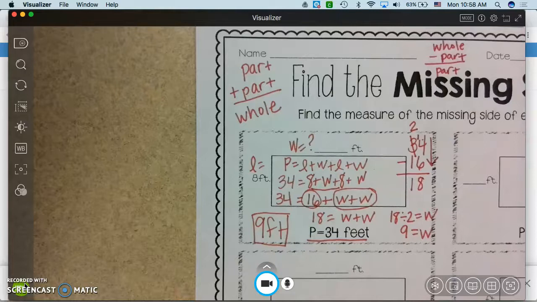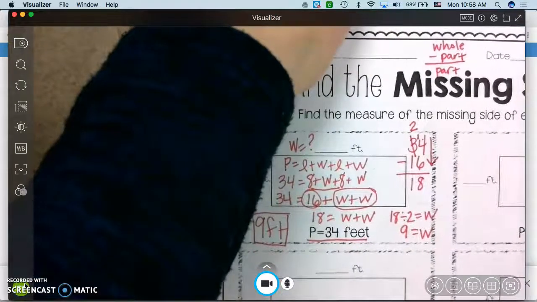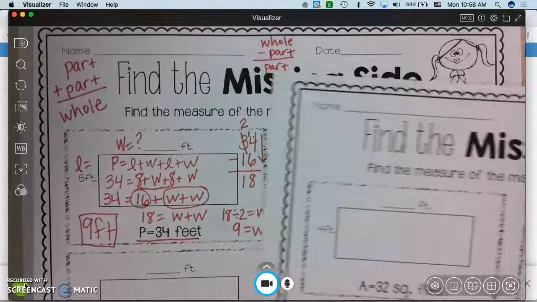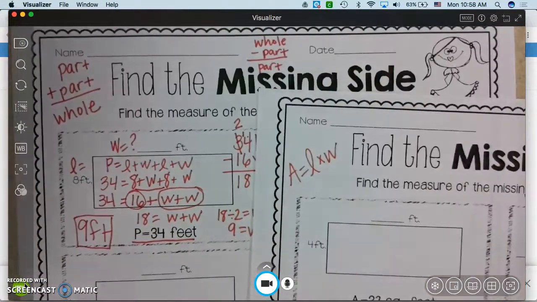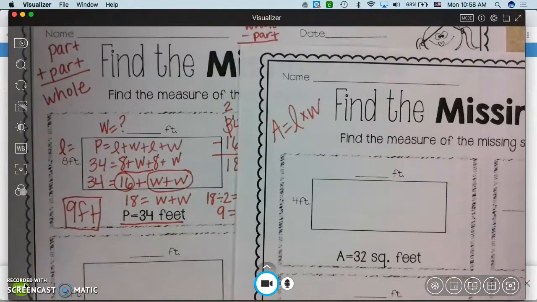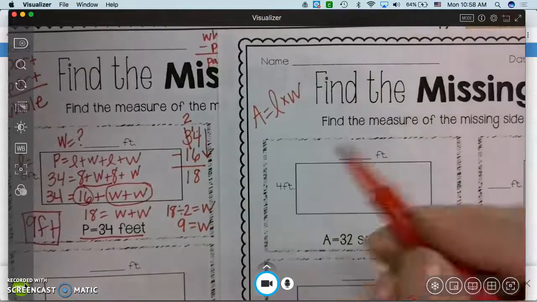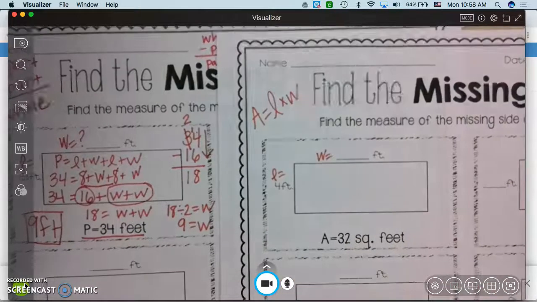How do y'all feel about that? Let's go ahead and do one on the area page real quick. Remember, area is equal to length times width. We will do one more example together too after these, but I want to go ahead and give you one more because it's almost lunchtime. Bless you. So we have our length is 4 and we don't know our width.